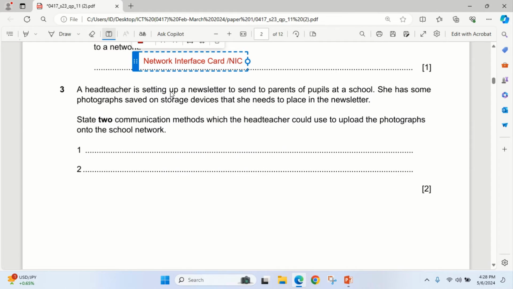A head teacher is setting up a newsletter to send to parents of pupils at a school. She has some photographs saved on storage devices that she needs to place in the newsletter. State, that's a command word. Take note of that. State a communication method which the head teacher could use to upload the photographs onto the school network. So you need to understand the question carefully.